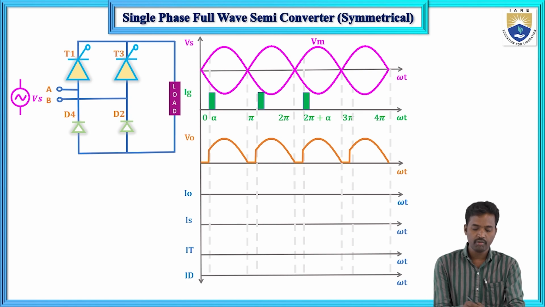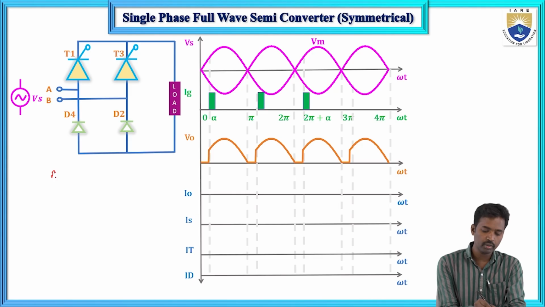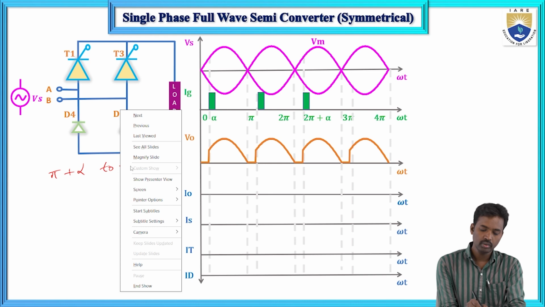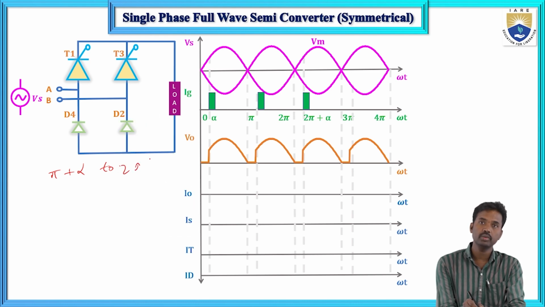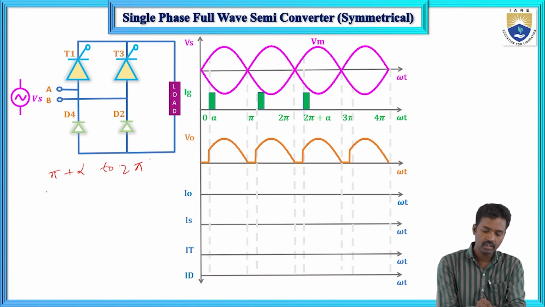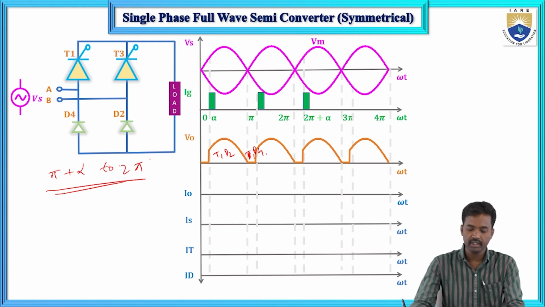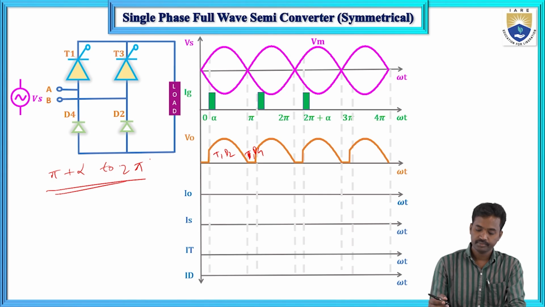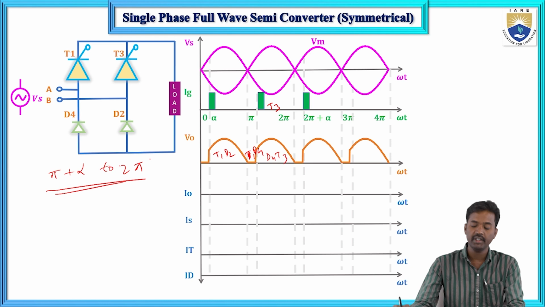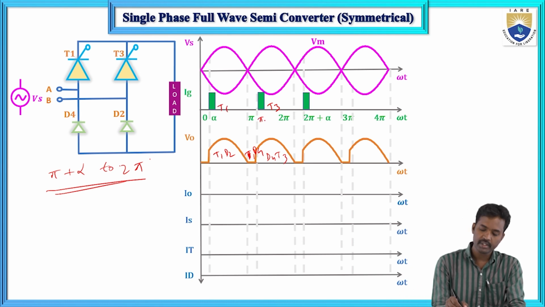Now the next case, from pi plus alpha to 2 pi. Here T1 and D2, and next D2, T1 and D4 will conduct. After that D4 and T3 will conduct. At this condition T3 will trigger. So T1 will trigger. So from pi to pi plus alpha, at pi plus alpha T3 will trigger.